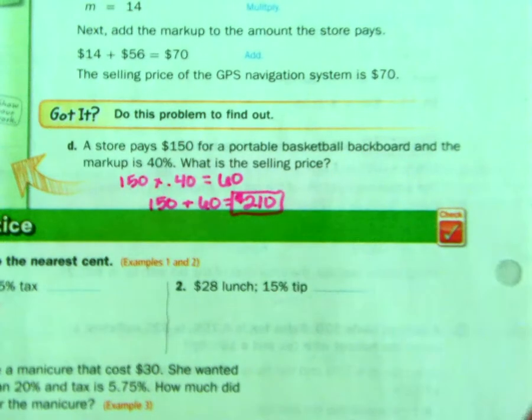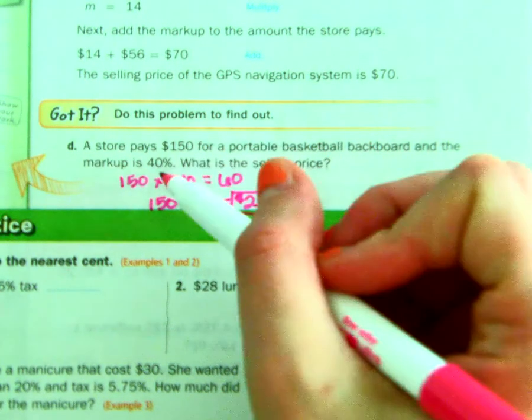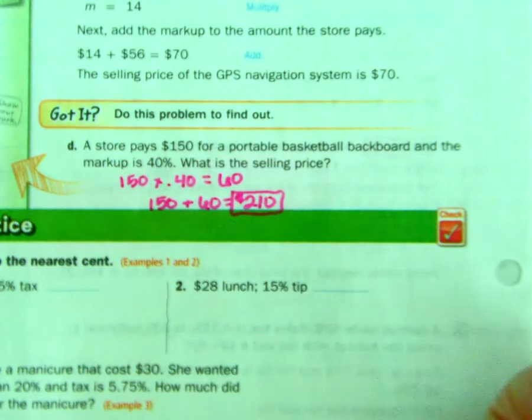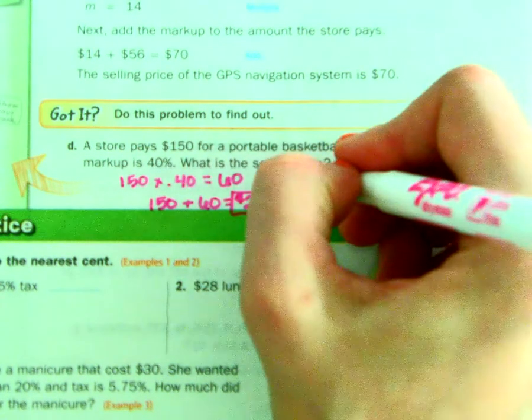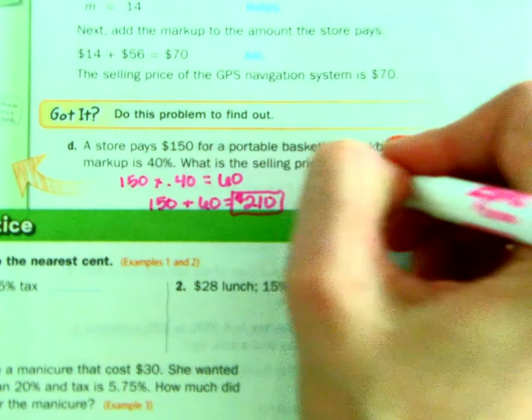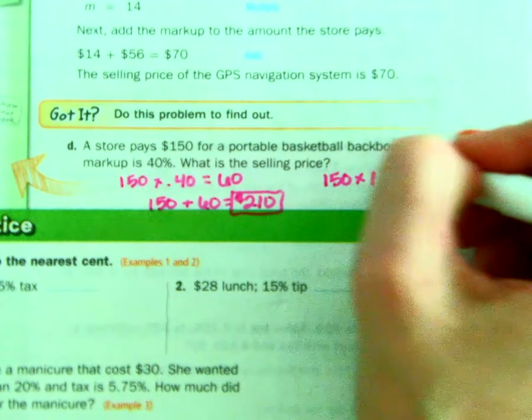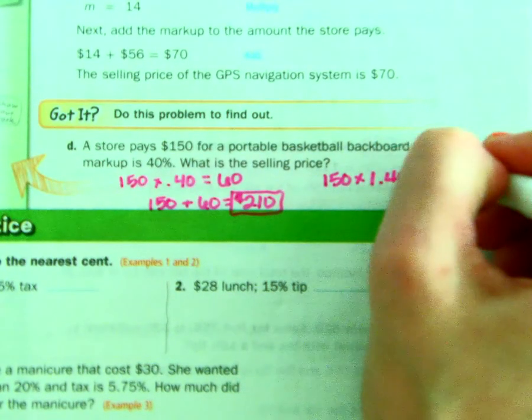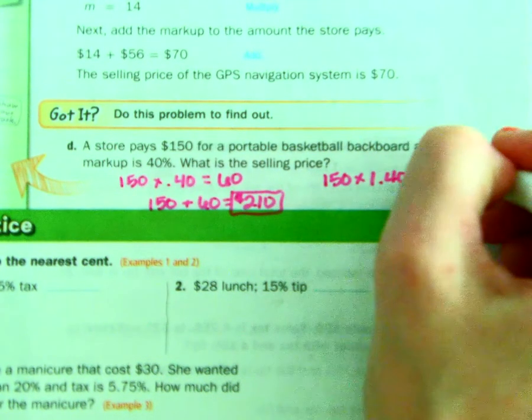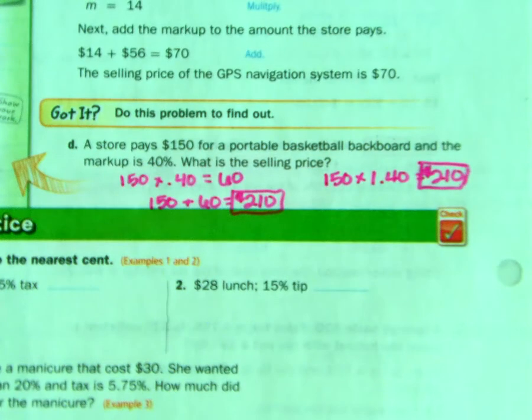Again, we're paying for 100% of that backboard, plus we're marking it up 40%. So we could say we're also paying 140%. So we take 150 times 140% as a decimal, and we would get 210. So again, the store would put a price tag of $210 on this portable basketball hoop.